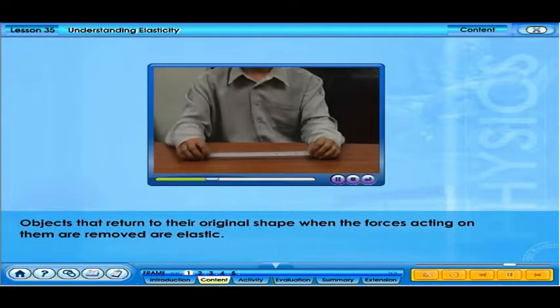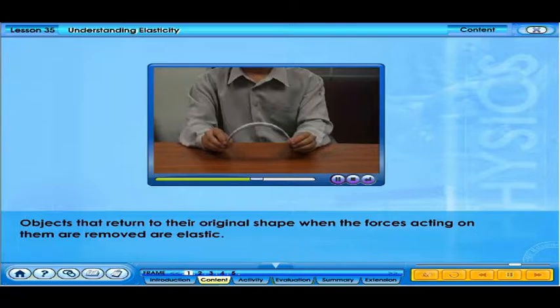Objects like a ruler are resilient and do not break easily. They tend to return to their original shape when the forces acting on them are removed. They are elastic. Can you think of any other object or material that is elastic?